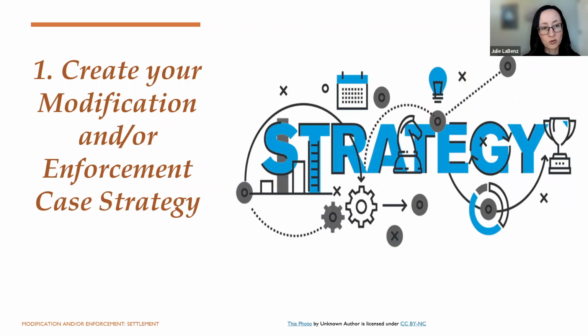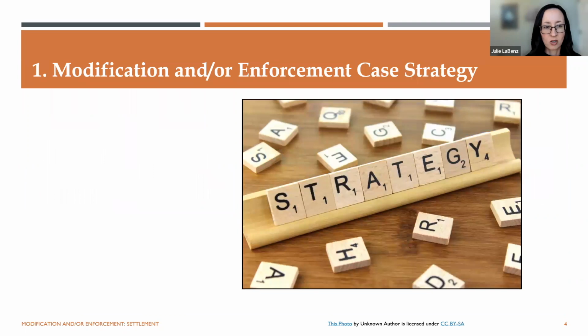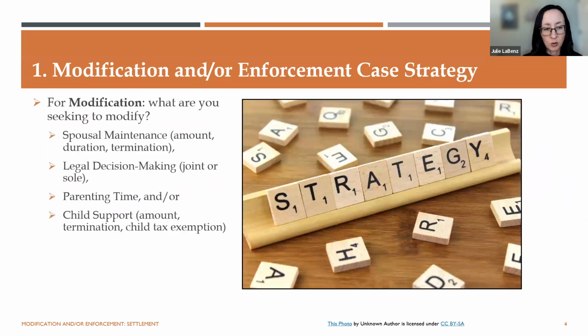Okay, so first you're going to create your modification and/or enforcement case strategy. So if you're wanting to modify, then in creating your case strategy, remember you identified what you're seeking to modify. Spousal maintenance. If you're seeking to modify spousal maintenance, is it the amount, the duration, both? Are you wanting to terminate it? If you're wanting to modify legal decision-making, are you looking to go from sole to joint, from joint to sole? Is it on all four categories?